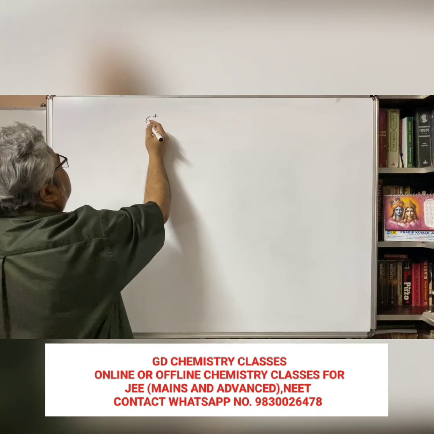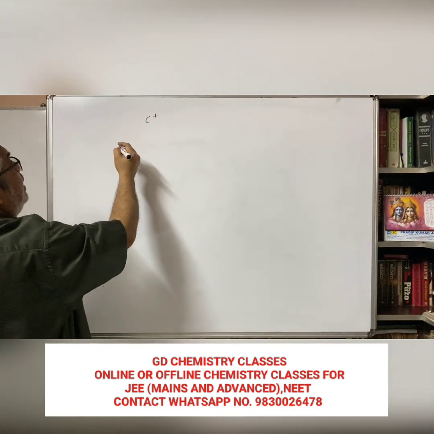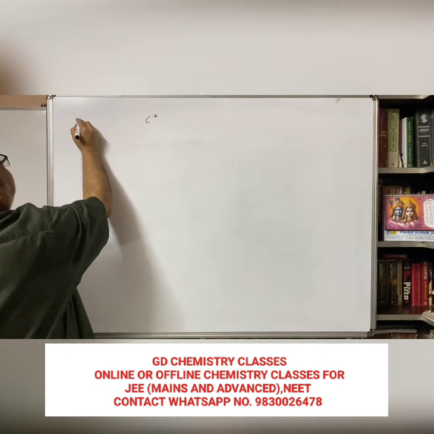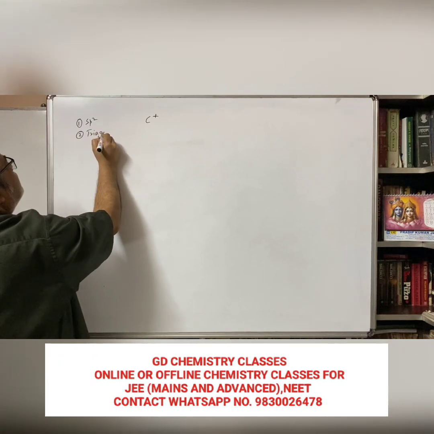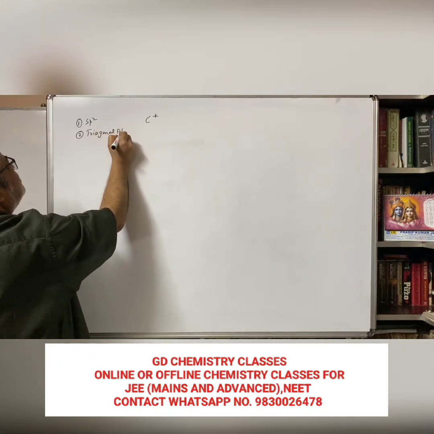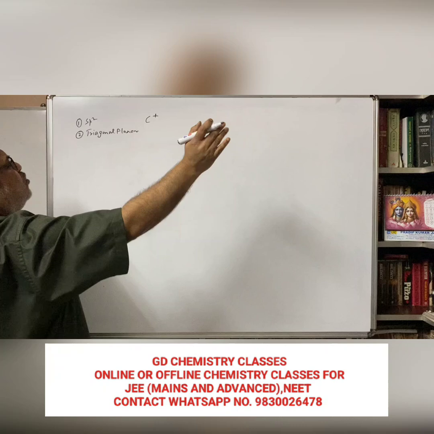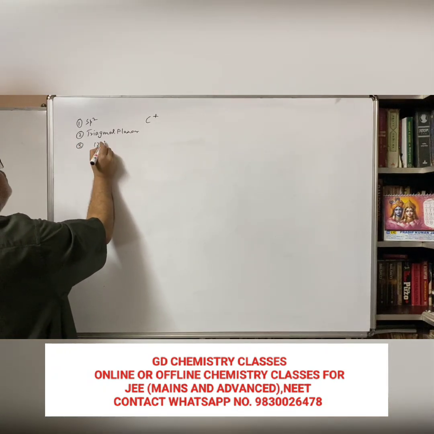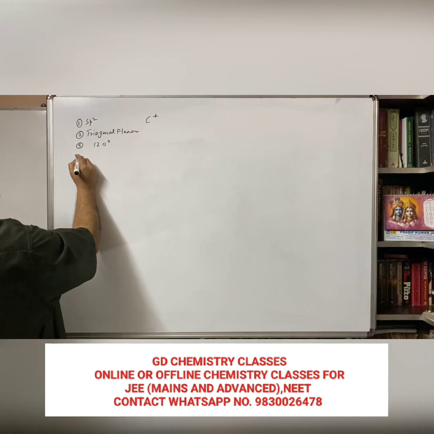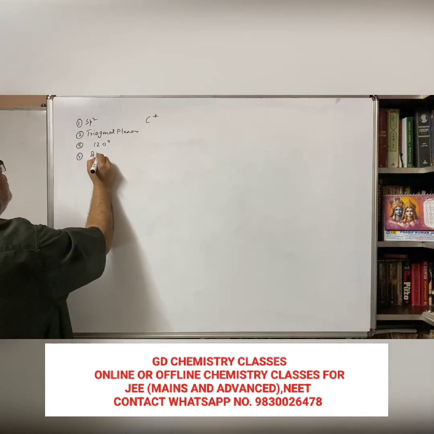If we see some characteristics of carbocation, it's obviously sp2 hybridized, that we know. That means geometry-wise it is trigonal planar. These are all characteristics, actually in both syllabi. So the bond angle is around 120 degrees. It is diamagnetic, we know.